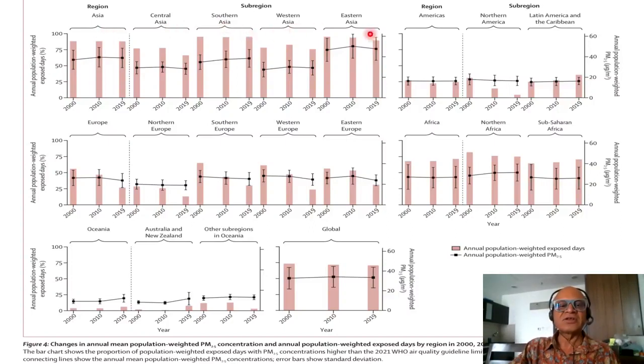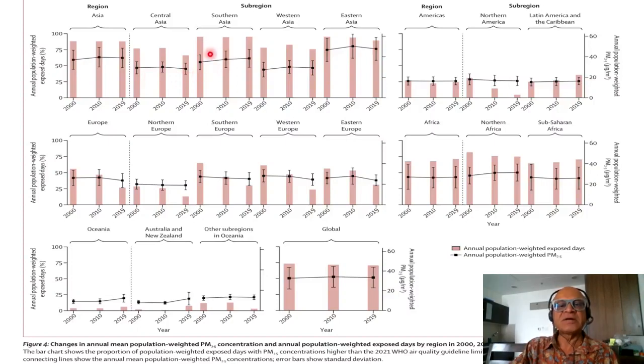So you are looking here at various regions: Asia, Central Asia, Southern Asia, Western Asia and Eastern Asia, and you can see the annual population weighted exposed days in terms of percentage from 2000 to 2019. Overall, Asia hasn't changed that much. The slight dip in 2019 compared to 2010 is probably within the uncertainties. Remember, these are interpolated, extrapolated, gridded products produced from a small amount of actual data.